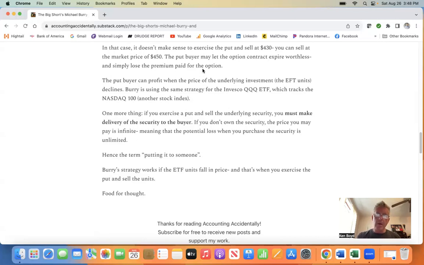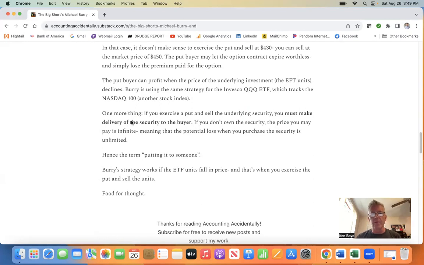So you made a bet, and the market went the wrong way. All you lose is your premium, which is great because you don't lose the full value of 100 shares of stock. You only use the premium you paid to control a certain number of units, which is the benefit of options. So to sum this up, the buyer can profit when the price of the underlying investment, in this case the ETF units, declines. Burry is using the same strategy for the Invesco QQQ, which tracks the NASDAQ 100, which is another stock index. So he's doing it on two different stock indexes.